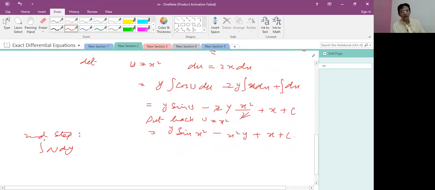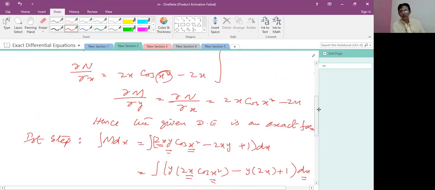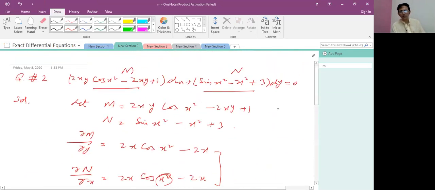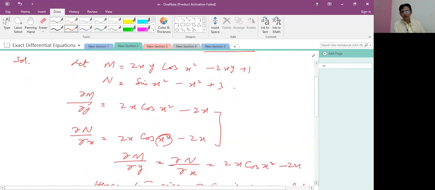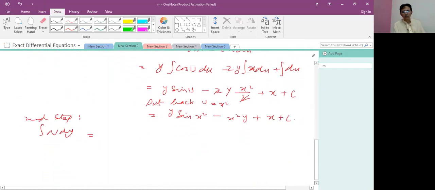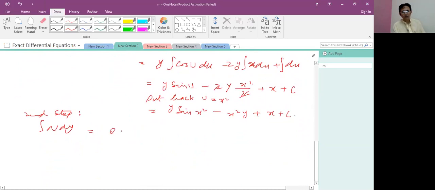After that, when we integrate n dy in the second step, what is n? We take the terms that do not contain x. All these terms contain x, so the integral of dy is 0. So in this way, 0 into dy means 0.